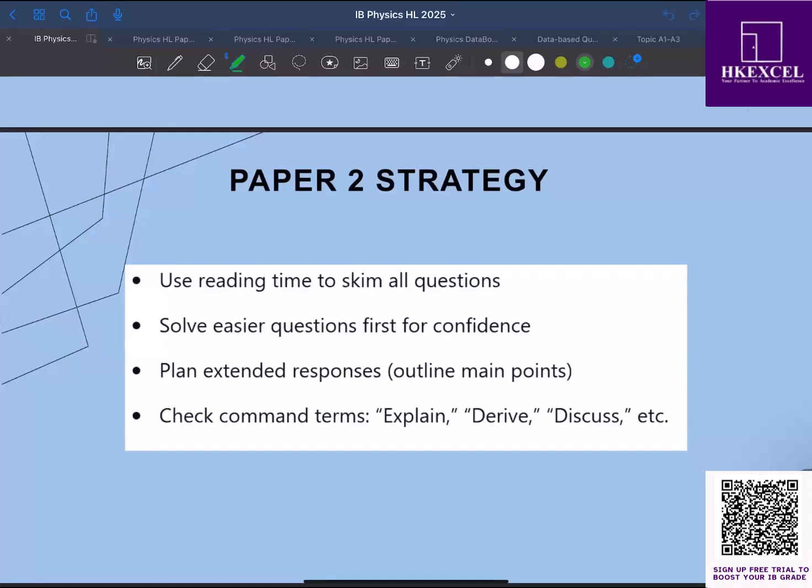Now, do check for the command terms. Let's say explain, derive, evaluate. These are different. All of them are different.